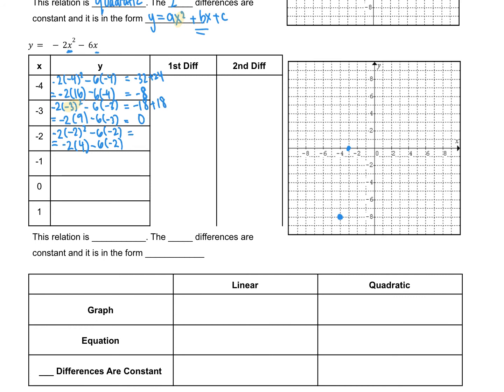But now I'll do the multiplication because that comes next in BEDMAS. So -2 times 4 is -8. And -6 times -2 is +12. And when I add -8 and 12, I get +4. So when x equals -2, y equals 4.